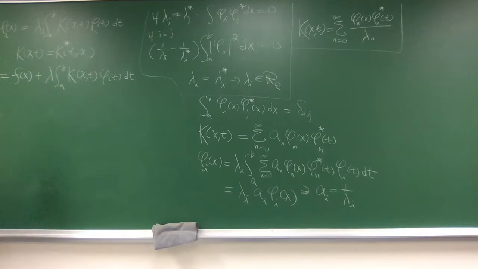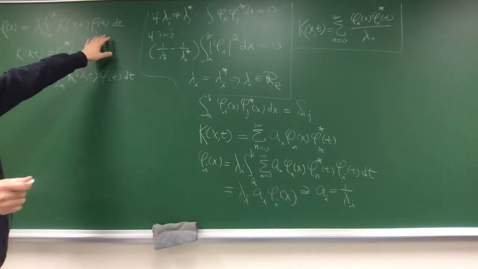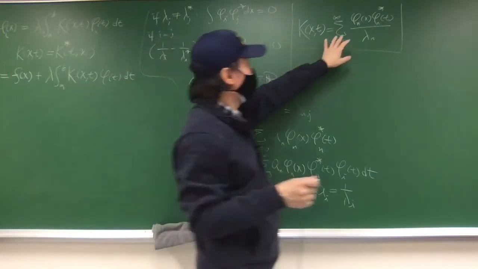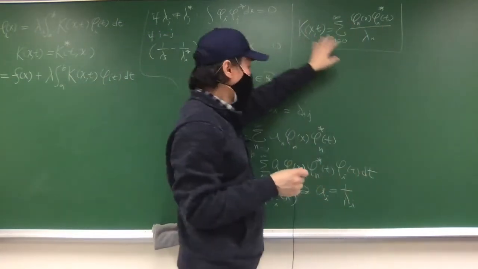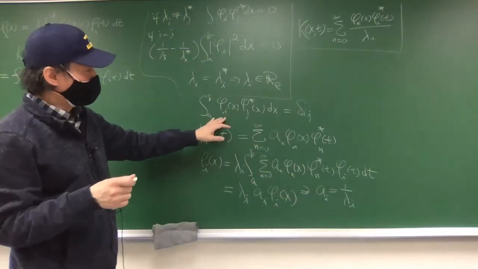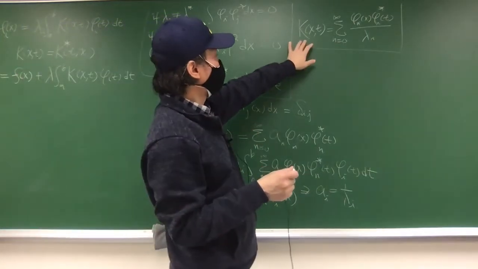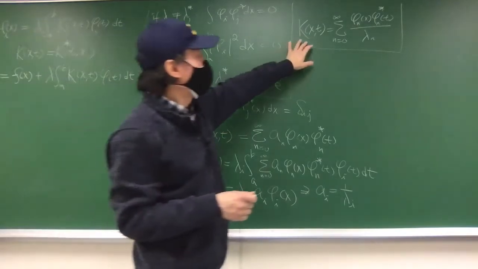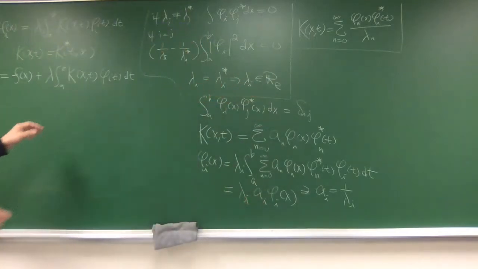Okay, so after we solve this set of eigenfunctions and eigenvalues, we can use these basis functions, after they are normalized so it becomes orthonormal, as the expansion of the same kernel, even for the inhomogeneous case. You use this one, okay, in here.